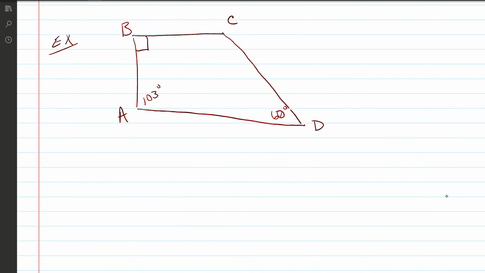In this next example, we're given quadrilateral ABCD. Angle A is given as 103 degrees, B is given as 90, C is the unknown, and angle D is 60 degrees. So once again, to find the measure of angle C, we're going to add up all of the other angles that we do know and then subtract it from 360. So we take 360 minus 103 degrees plus the 60 degrees plus the 90 degrees.